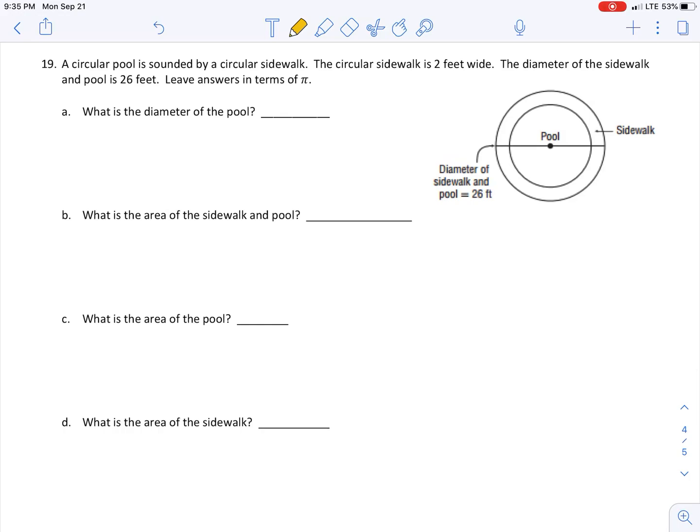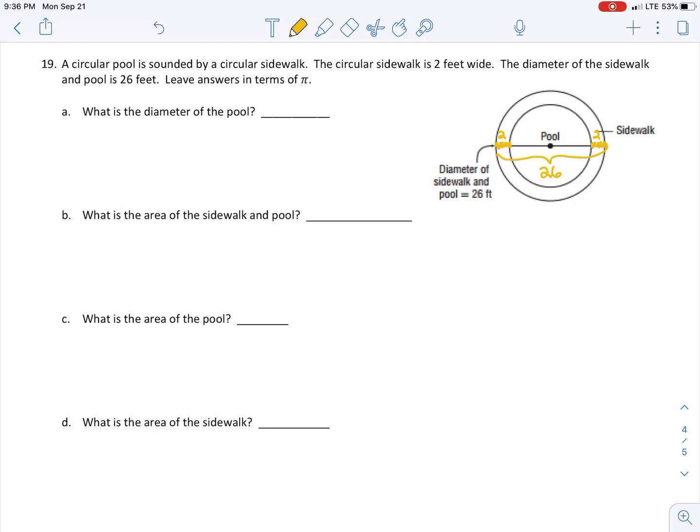Okay, so it says in the directions that a circular pool is surrounded by a circular sidewalk. So basically we have a pool and we have a sidewalk around it. The circular sidewalk is 2 feet wide, meaning from here to the pool is 2 feet, and then from here to the pool, again, is 2 feet. Okay, so it says the diameter of the sidewalk and the pool, so this entire distance, is 26 feet.